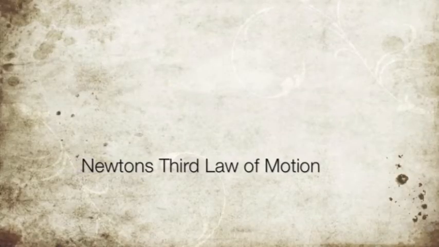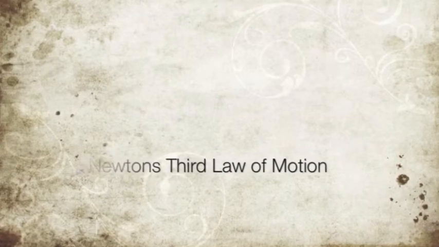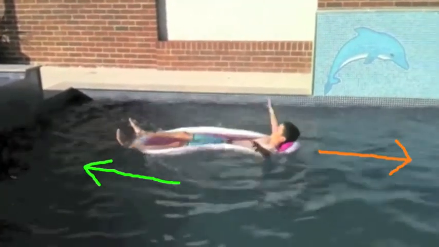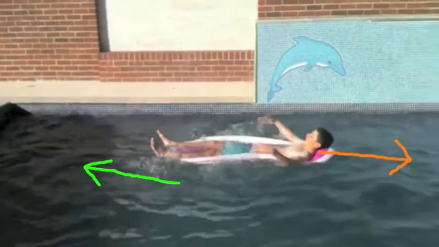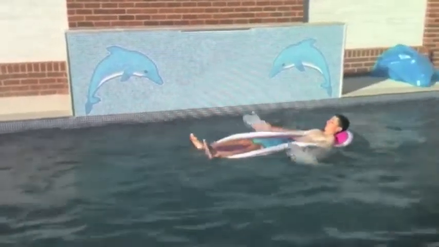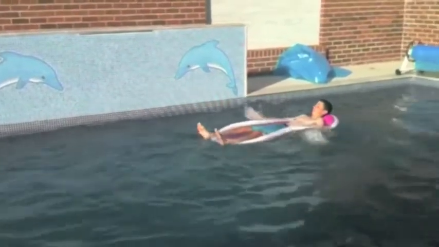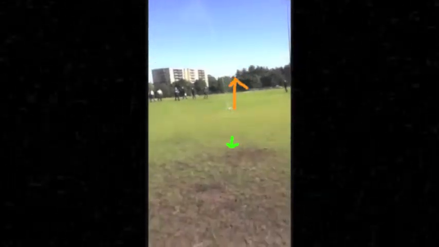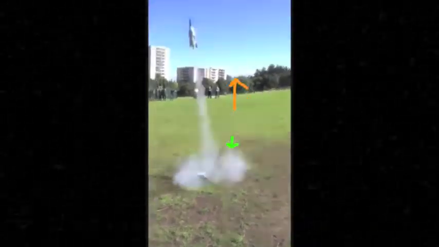Newton's third law of motion states that for every force exerted, there is also an equal and opposite force exerted. One area in which this law can be observed is swimming. As the swimmer pushes on the water, they are propelled in the opposite direction to what they pushed. Another example of this is that as gas is expelled from a rocket, it is propelled up into the air.